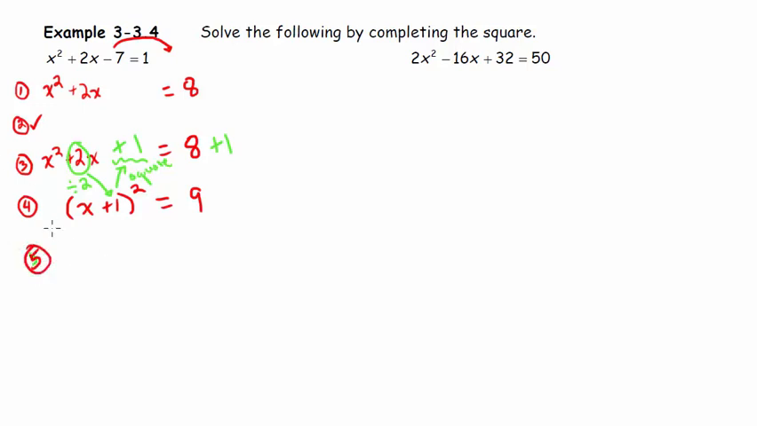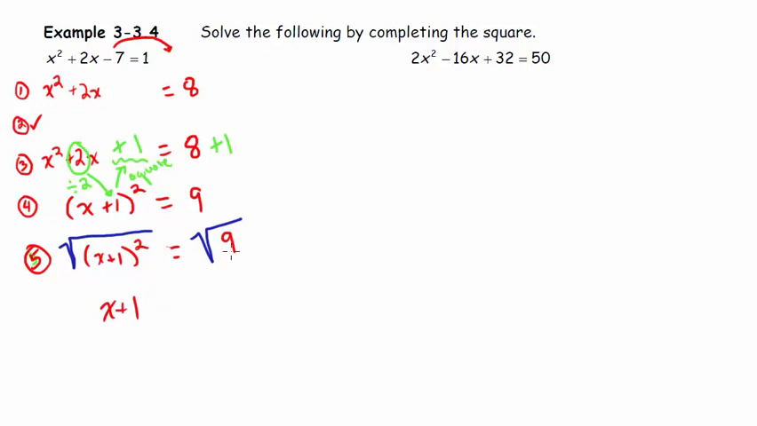Okay, I'm going to take the square root of both sides of my equation. So if I take the square root of x plus 1 quantity squared and the square root of 9, well, the square root of this is just going to be x plus 1. Square root and squaring something are inverse operations.